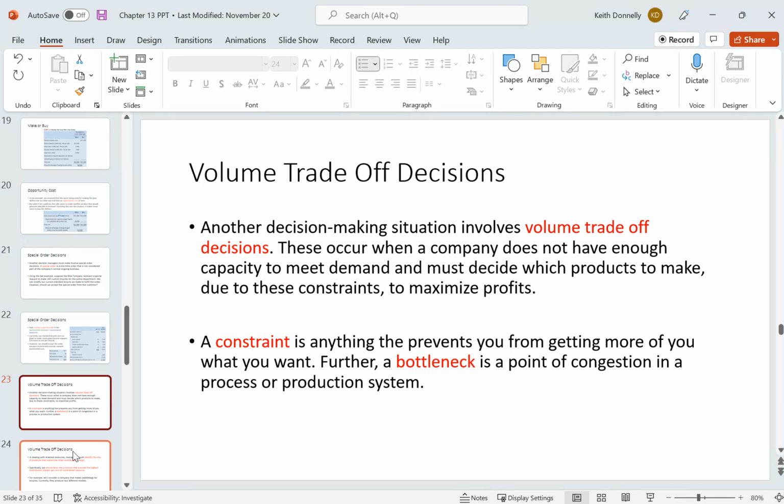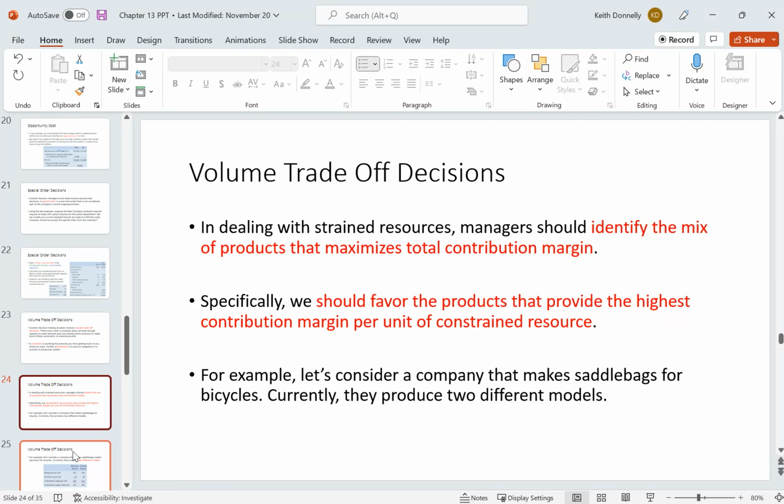Now, a constraint, that's going to be anything that prevents you from getting more of what you want. And a bottleneck, it's kind of like a constraint. It's a point of congestion in a process or a system. So a constraint might be like, hey, we don't have enough money for new machines to meet demand. Or a bottleneck may be we're sitting here, we're waiting for a part to come, and we're getting everything jammed up at this bottleneck. We're waiting for the parts to arrive to finish the product.